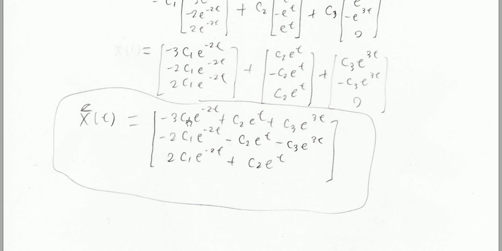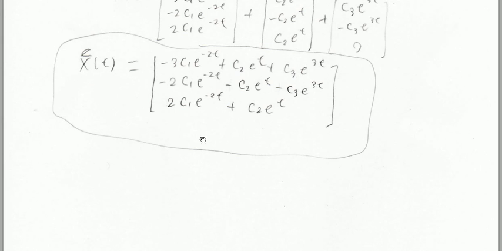So it becomes negative 3c1 e to the negative 2t plus c2 e to the t plus c3 e to the 3t for the first row, and then negative 2c1 e to the negative 2t minus c2 e to the t minus c3 e to the 3t, and then 2c1 e to the negative 2t plus c2 e to the t. And then this is a 0 because anything times 0 is 0. So that is our general solution right there. And then we're done.